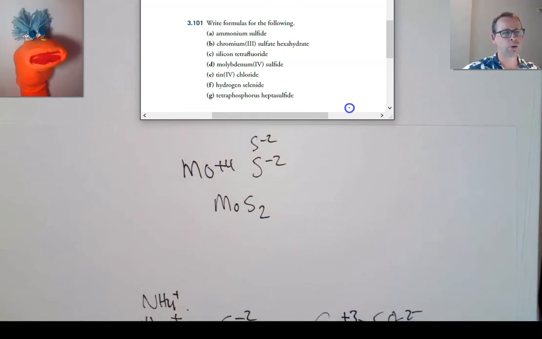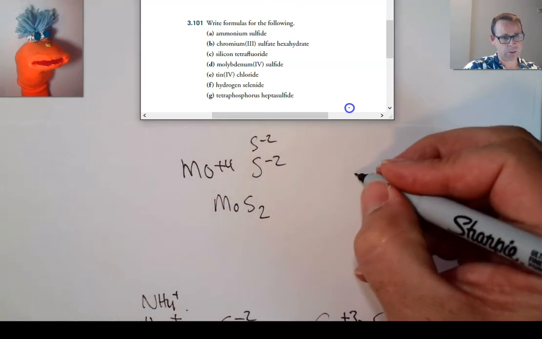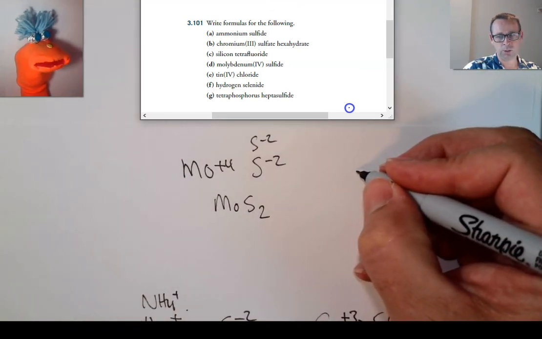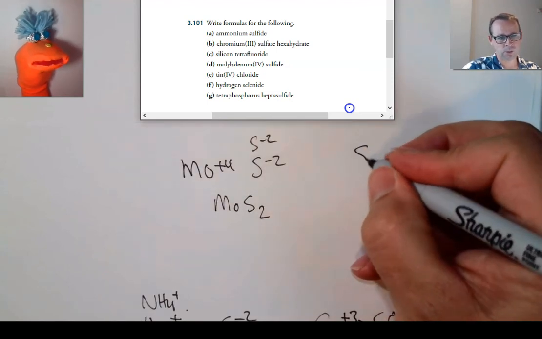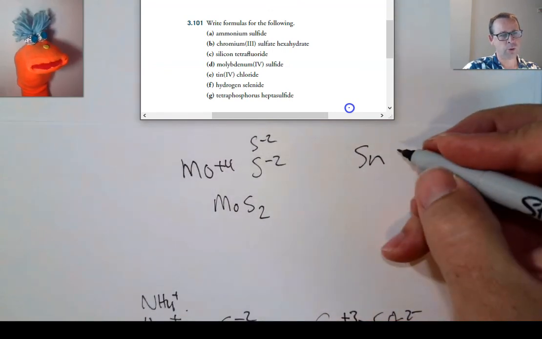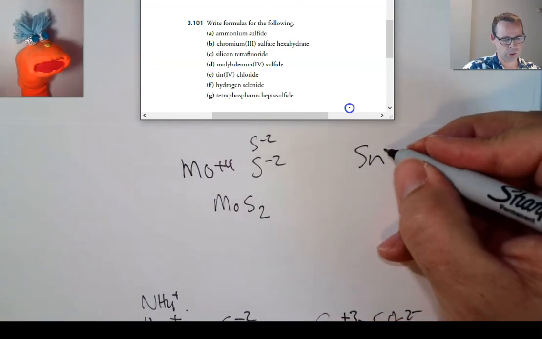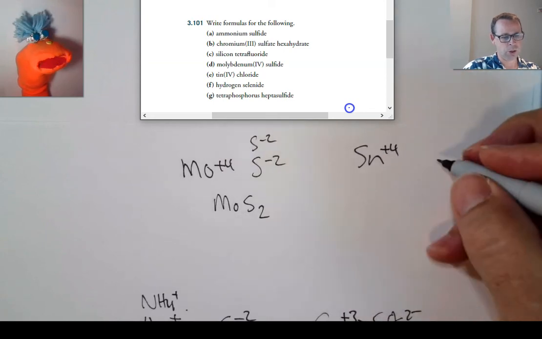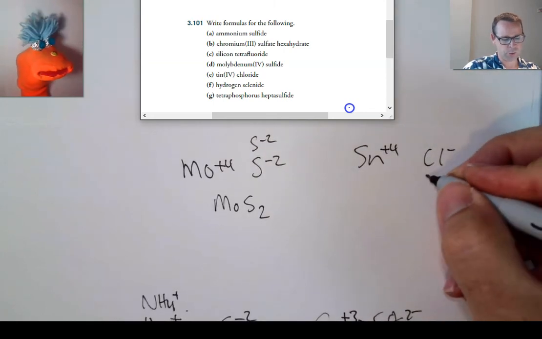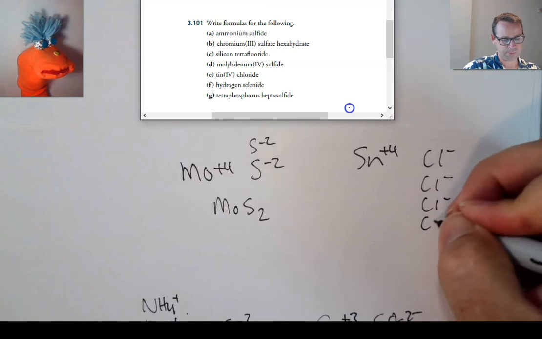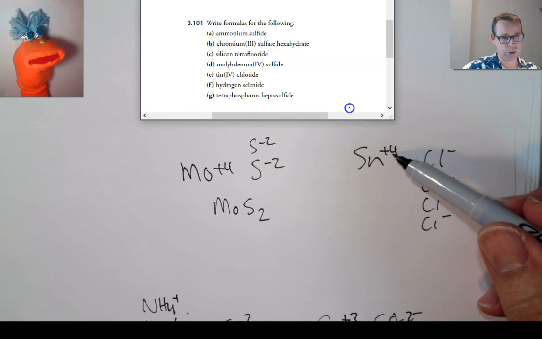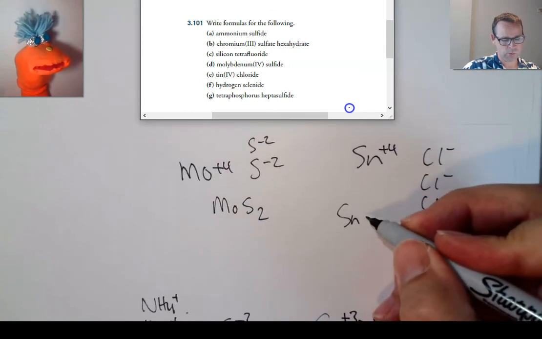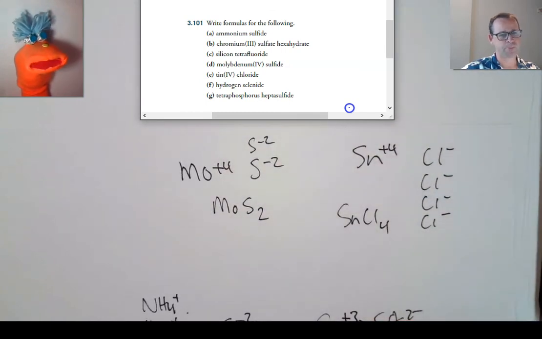Okay, next one, tin 4 chloride. Tin is what element? Element 50. Okay, so Sn. Very good. And then the 4 means the +4 charge. And Cl has a -1 charge, but there's 4 of those. I mean, there has to be 4. How do we know? Well, because tin has a 4. So it's SnCl4. Okay, very good.